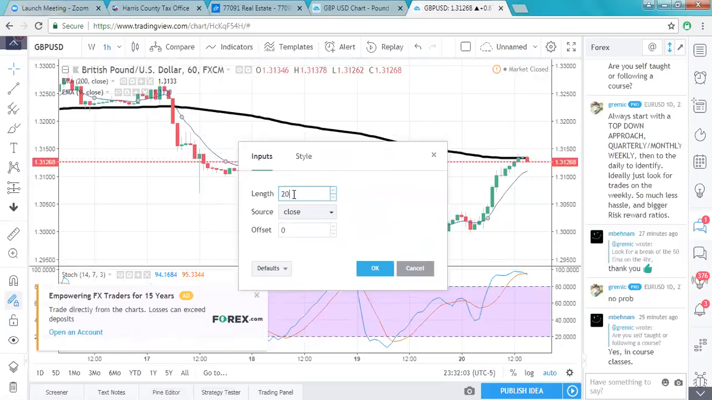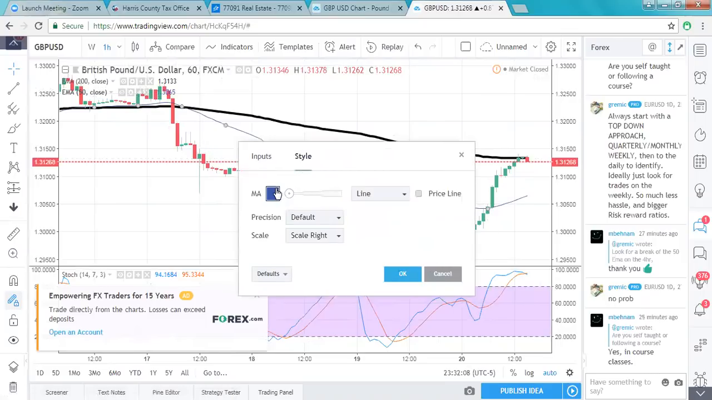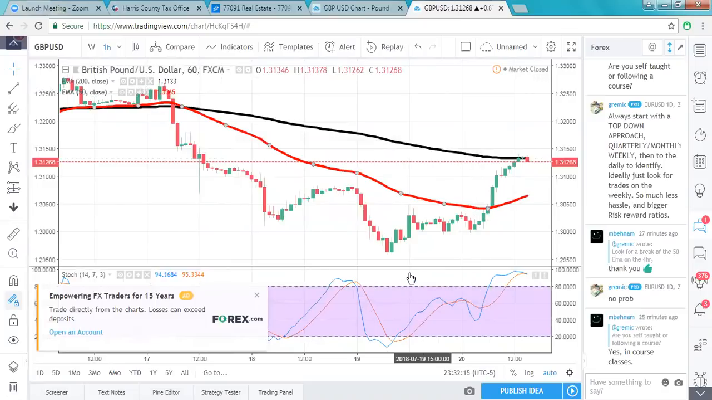And I like mine black, and I like it thick so that I can see it. And then I'm going to click format again on the second moving average, and I'm going to make that one a 50 EMA, and I'm going to make that one red. I also like to make that one thick as well.